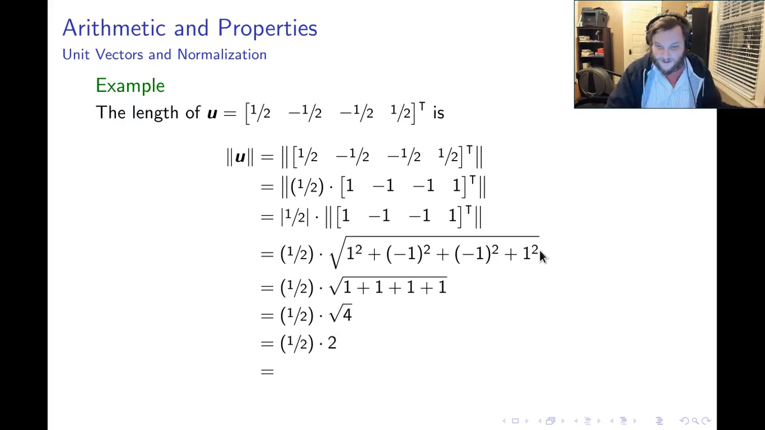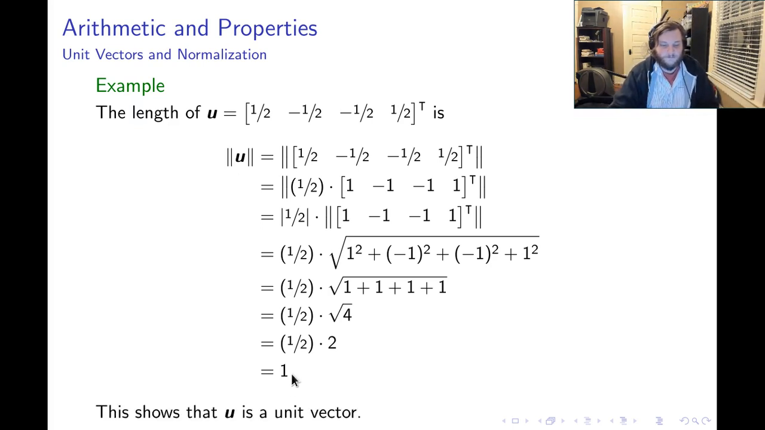which is equal to 2. And since I'm multiplying by 1/2, this turns out to equal 1. So this is our first example of a unit vector, because the length of this vector is equal to 1. So this is essentially the proof, so to speak, that this vector is a unit vector.